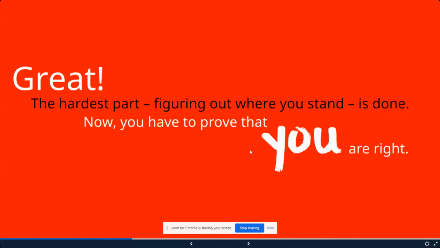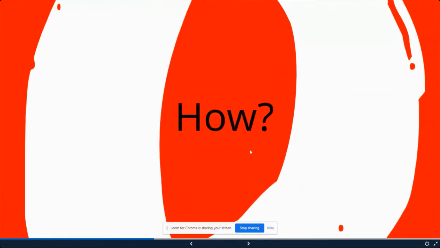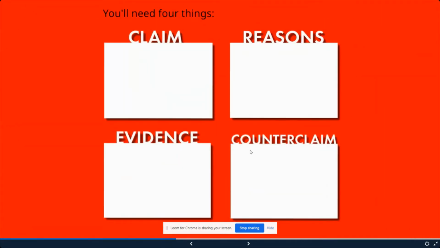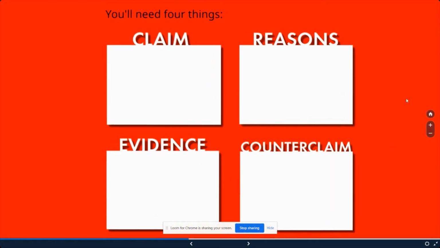You can't just say, oh, I'm right. You have to give evidence as to why you're right. So to do this, you'll need 4 things. You need a claim, your reasons, your evidence, and then a counterclaim. And these are the things that will be making up your argumentative essay.